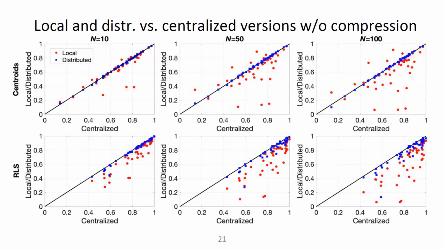When it comes to the distributed classification, the results for the centroid classifiers always matched the centralized version. And this result is also expected, because in our setup, after exchanging the local centroids, each agent should obtain the exact replica, because there is no compression, of the centralized version of the classifier. The situation is a little bit more subtle with the RLS classifier, because it's clear that for any number of agents, the distributed version is better than the local one.